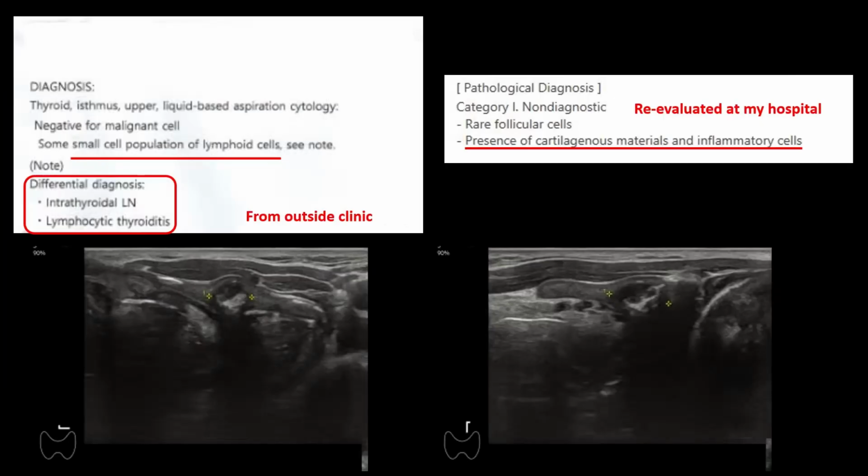After sharing the ultrasound findings with the pathology department, we performed a slide re-review at our institution. As shown, the pathology report described cartilaginous material with inflammatory cells.